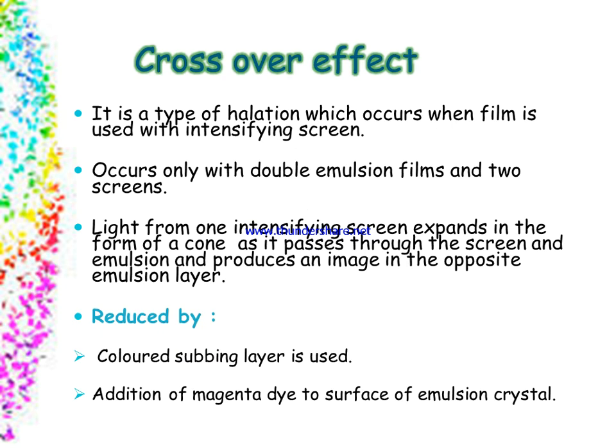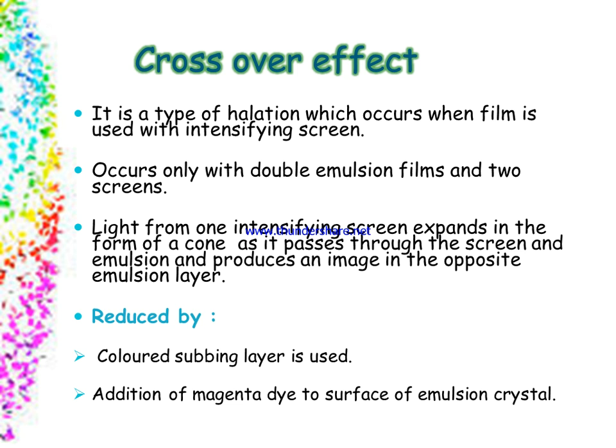Crossover effect. Crossover effect is a type of halation which occurs when film is used with an intensifying screen. When we use film with the intensifying screen, this crossover effect will occur. It occurs only with the double emulsion film and two screens. When light comes from an intensifying screen, it expands in the form of a cone, passes through the screen and the emulsion, and produces an image in the opposite emulsion layer.